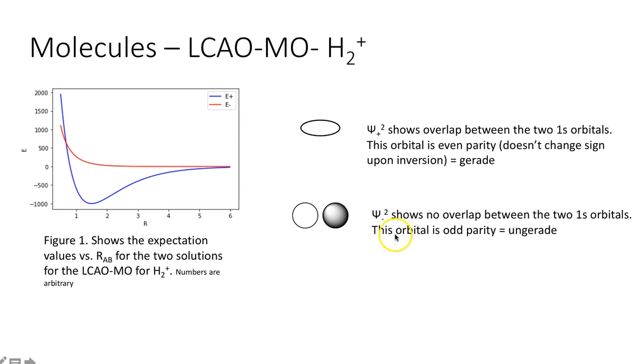And then the bottom one shows the destabilizing, or the antibonding orbital, the psi minus probability. You can see there is no overlap between the two. The electron density is on the two separate atoms. So anti-bonding, and this is an odd parity. If we were to invert these two sides, we would have the dark side on the other side and the light side on the other side, so we're changing the shading, or changing the sign of the orbital upon inversion. And those are ungerade orbitals.